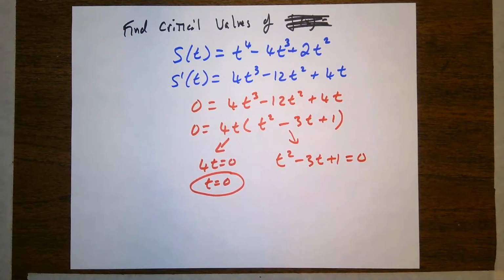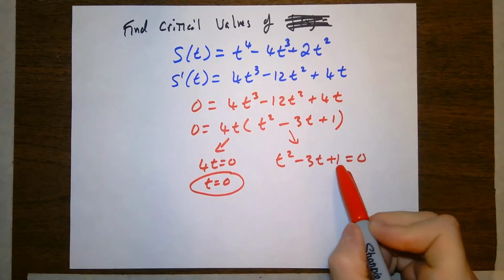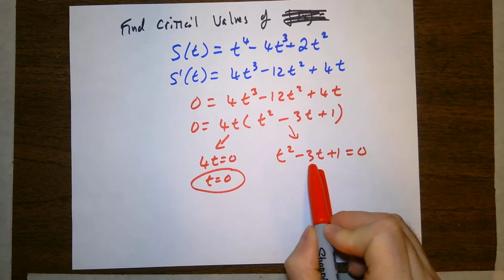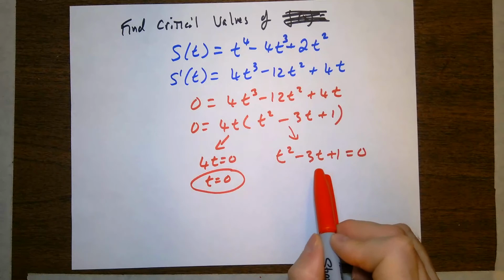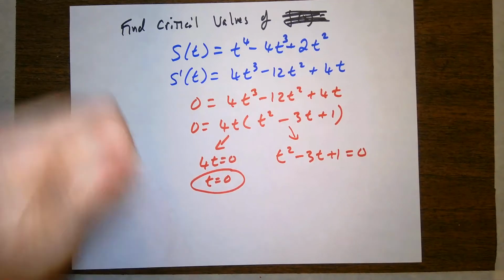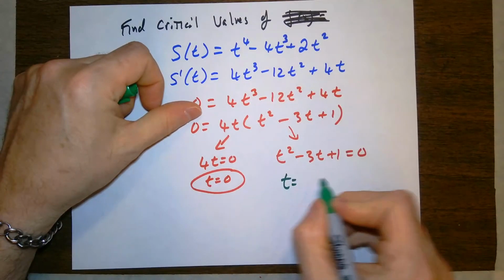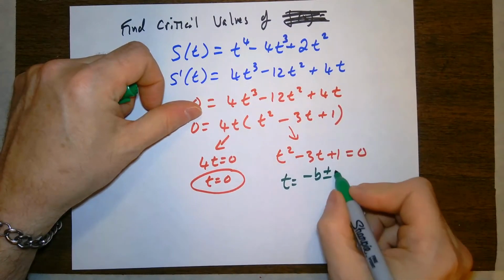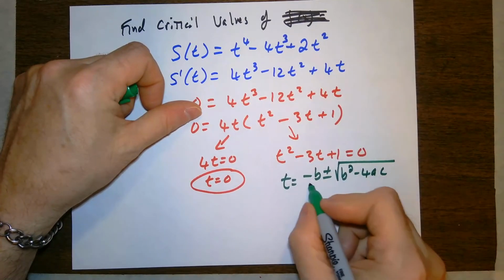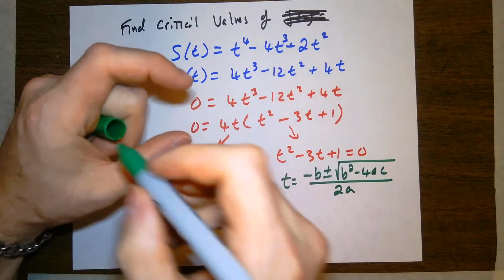Now, is this going to factor? Think of two numbers that multiply together to give me 1 and add up to give me negative 3. No, this is not going to factor very nicely. I can't factor this. How am I going to have to solve this? And if you guessed quadratic formula, you're correct. t is going to equal negative b plus or minus the square root of b squared minus 4ac all over 2a.